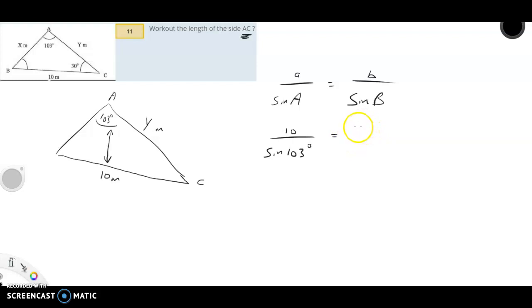And b, well, we're looking for, we're going to use Y instead of b, because it's labeled Y in our diagram here. And the opposite angle, what's the sine of the opposite angle? Oh, we don't know, do we? That's the angle here. Now 103 plus 30 is 133, so 180 take away 133, because the three angles add up to 180, and it's going to be 47 degrees, I reckon. Is that right? 47 degrees. 47 and 3 is 50, and 130, yeah.